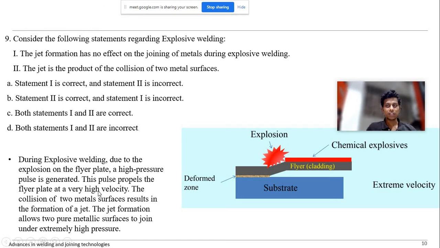That is the explanation here. As I explained, during explosive welding, due to the collision of the layer plate, a high pressure pulse is generated. This pulse propels the flyer at high velocity, moving at sonic velocity. The collision of two metal surfaces results in the formation of a jet, which removes the oxide layer and leaves clean metal surfaces. The jet allows two metallic surfaces to join under extremely high pressure. So as I explained, B is the answer.